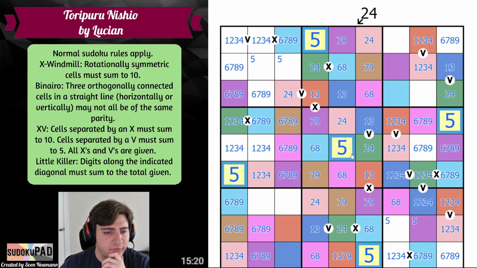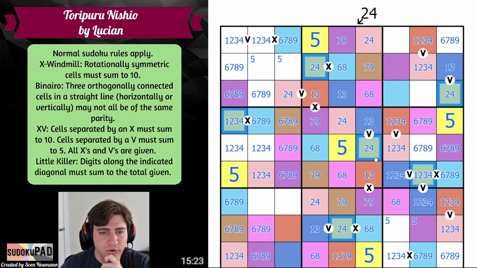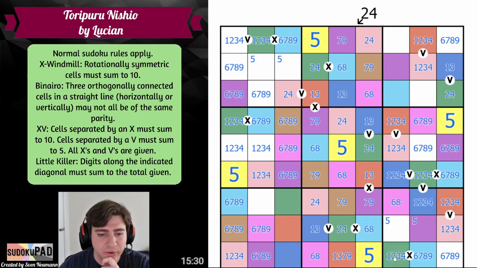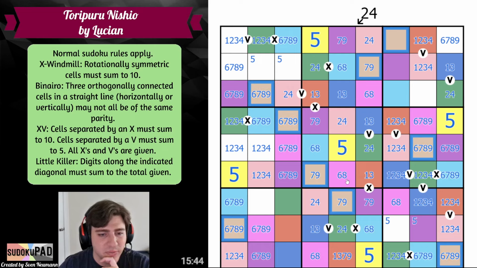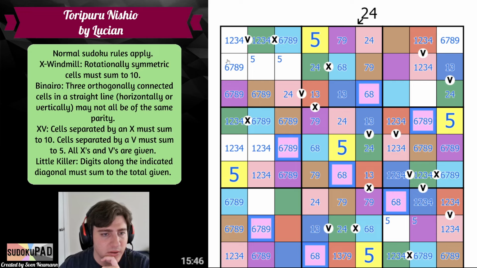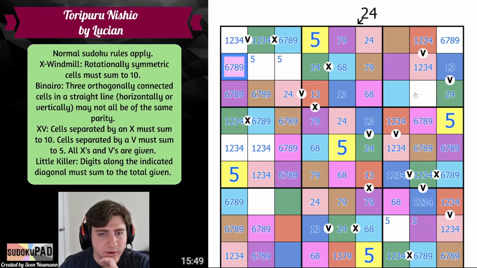Yep. Fives can't quite do yet. 2, 4s are green 2, 4s. This will be green here. This will be green here. This will be green here. Then browns. We can place brown here. This is brown. This is brown. This is brown. And we're done with browns. Hot pink. We can place here. We can place here. Are we done with hot pinks? It looks like it. Reds.